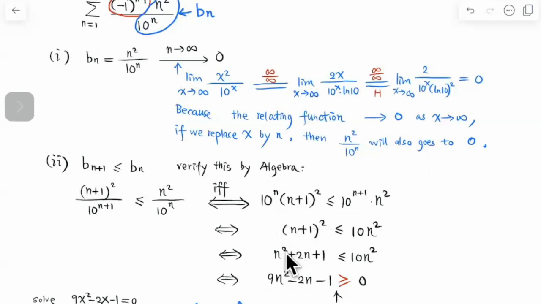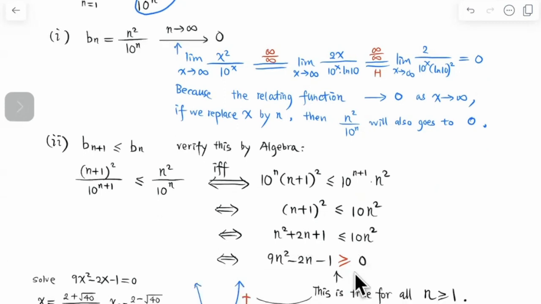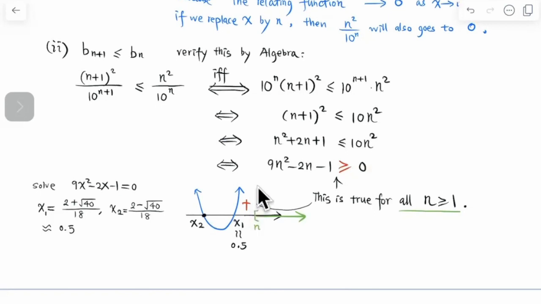We can expand this perfect square as n squared plus 2n plus 1. And we subtract n squared, subtract 2n, subtract 1 on both sides. We get 9n squared minus 2n minus 1 is greater than or equal to 0. Now notice that if you replace n here by x and graph this quadratic function, we get a parabola opening upward. Then the x-intercepts will be here and here. This x-intercept here is about 0.5, and this one is even smaller than 0.5.